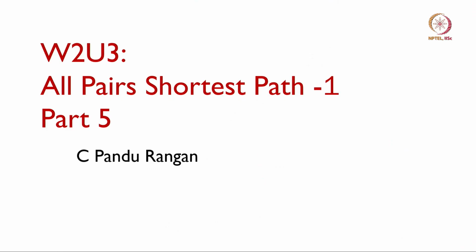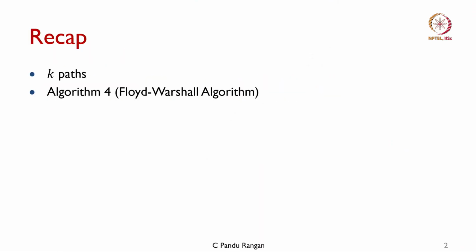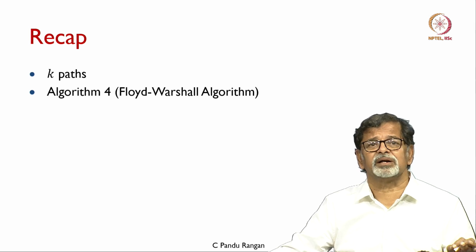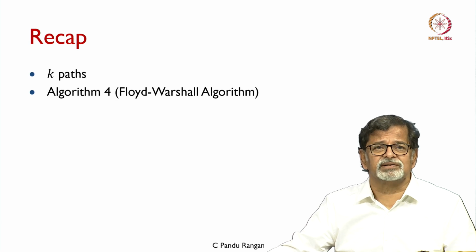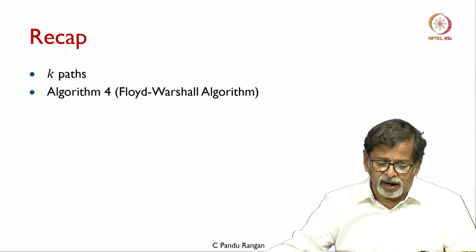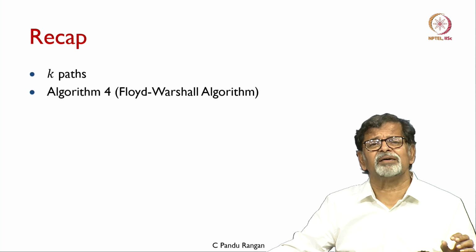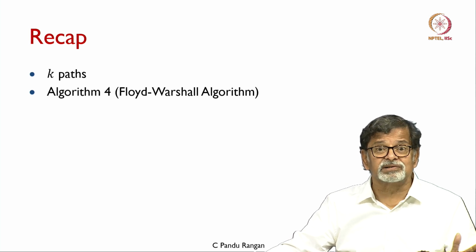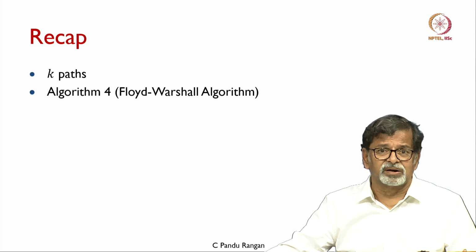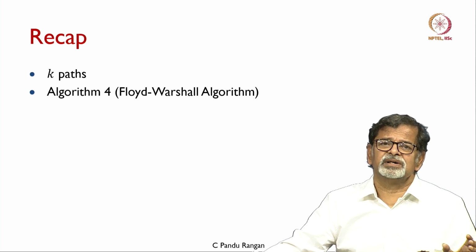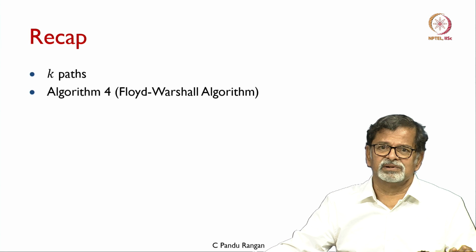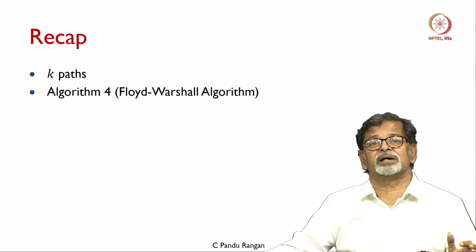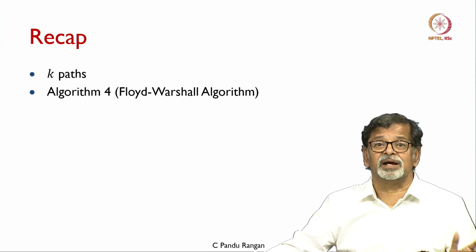Namaskara. We will continue our discussions on the algorithms for all pair shortest path problems. We have seen that using the idea of k-paths, we could arrive at an algorithm with complexity order n cube. The algorithm was designed by Floyd and Warshall, and whether the graph is sparse or dense, the complexity is always order n cube. If the graph has fewer edges, is it possible to arrive at a more efficient solution than n cube?